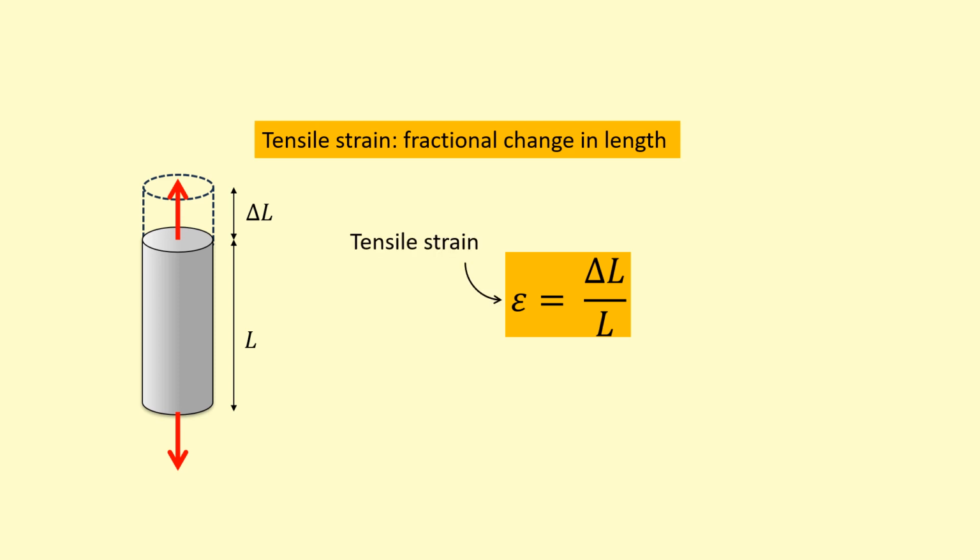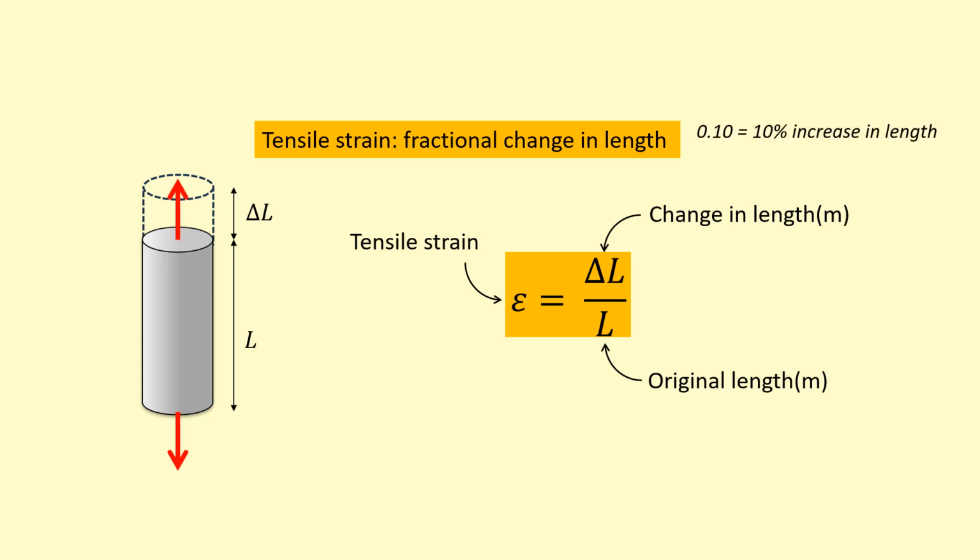So tensile strain is made from the change in length at the top, which is measured in meters, and the original length, which is measured in meters. If you have meters divided by meters, then the units cancel out, so tensile strain actually has no units. An example of tensile strain, let's say 0.10, basically means a 10% increase in length compared to the original length. In other words, it'd be 110% final length compared to the original length.